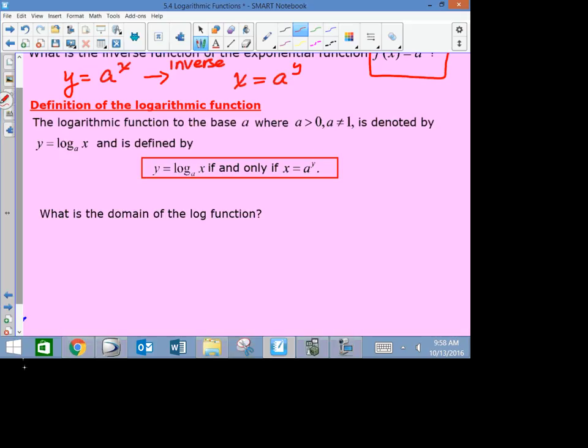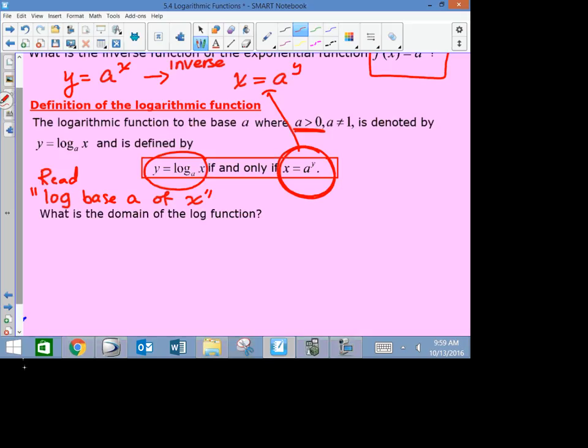If you look at this, which is exactly what we had up here, this is the same thing. Now, how do we read this? Y equals log base a of x. That's how we read that piece. It's important for you to read it right because it'll give you some clues later on for what you mean by base. What's your base?